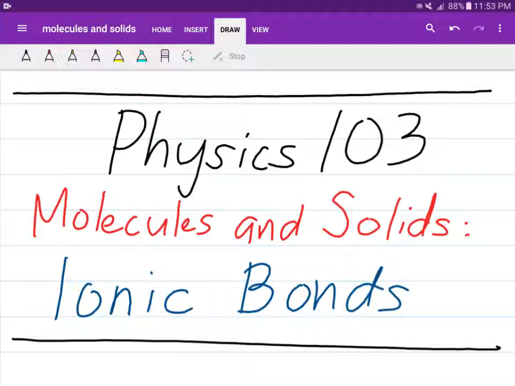Hello everyone, this is Phys103. We are now on molecules and solids. So to introduce molecules and solids, we will start with the types of molecular bonds. So we will be starting with ionic bonds.